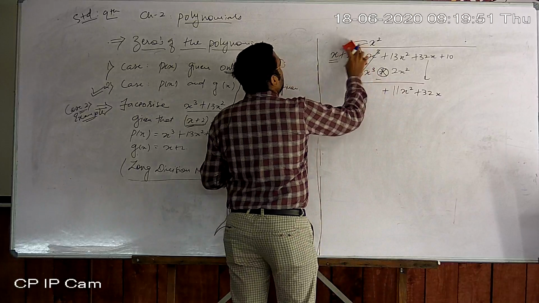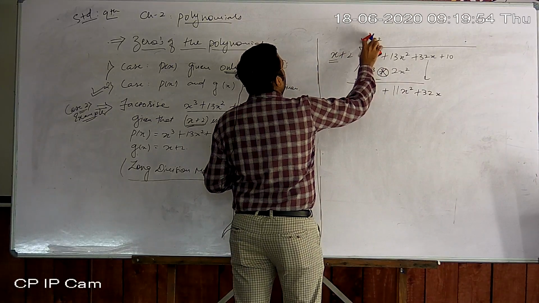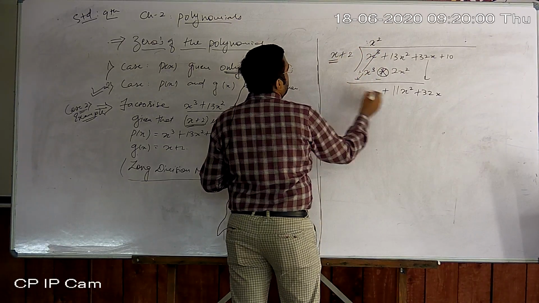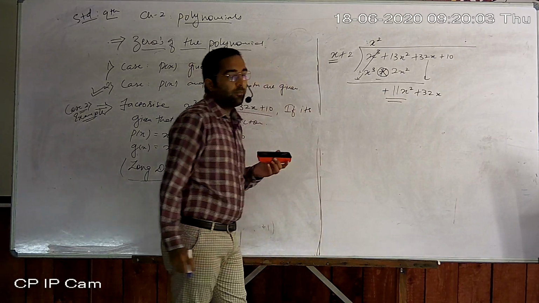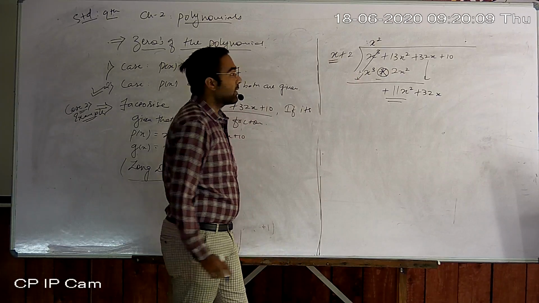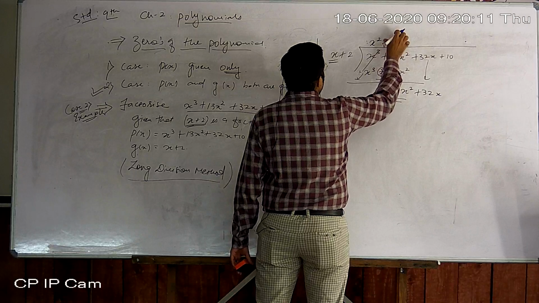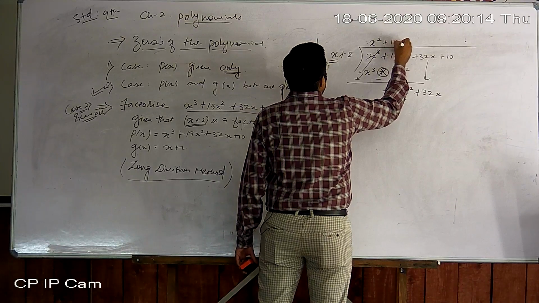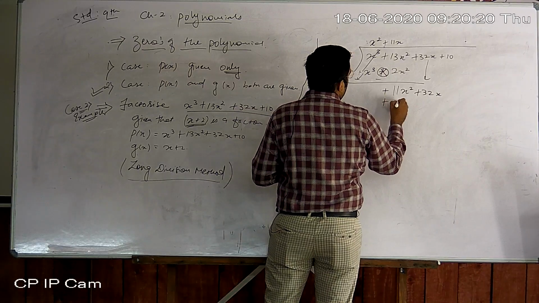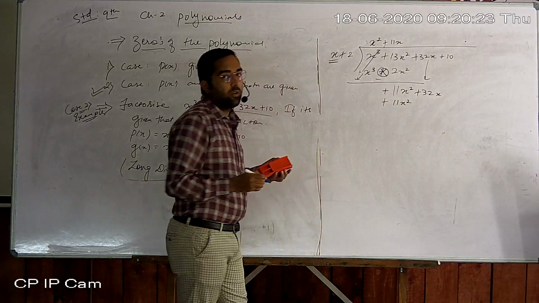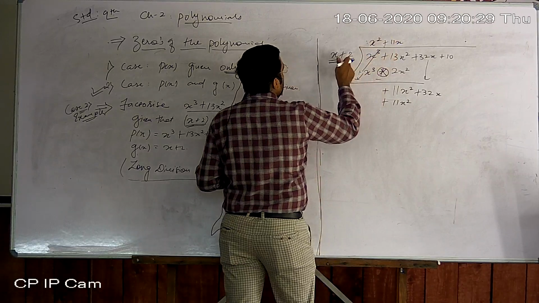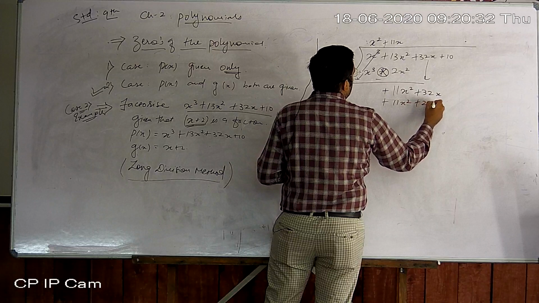Now check. First term, here is x and here is 11x square. Which term do I multiply with x to find 11x square? That is 11x. 11x into x is 11x square. Now we have to compulsorily multiply with the 2 also. Therefore 11x into 2 is 22x.